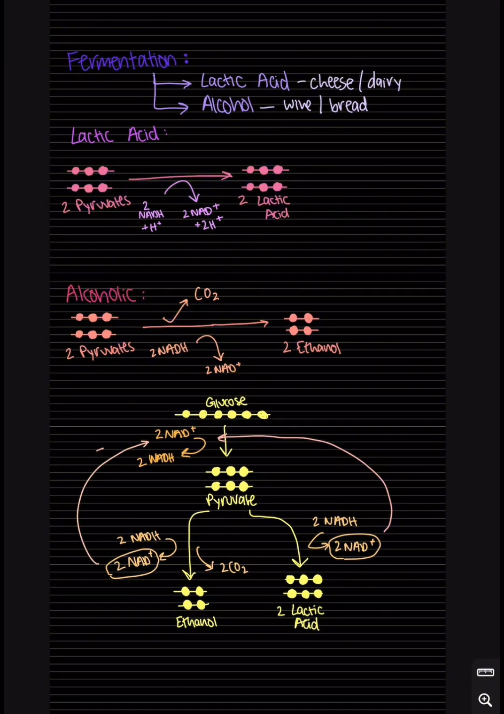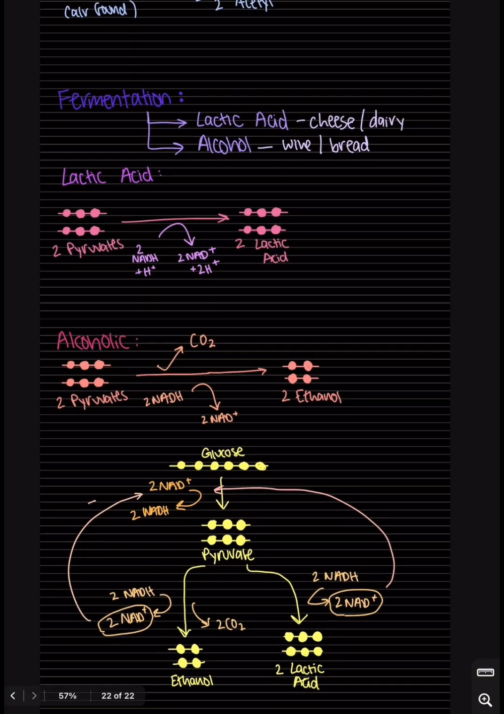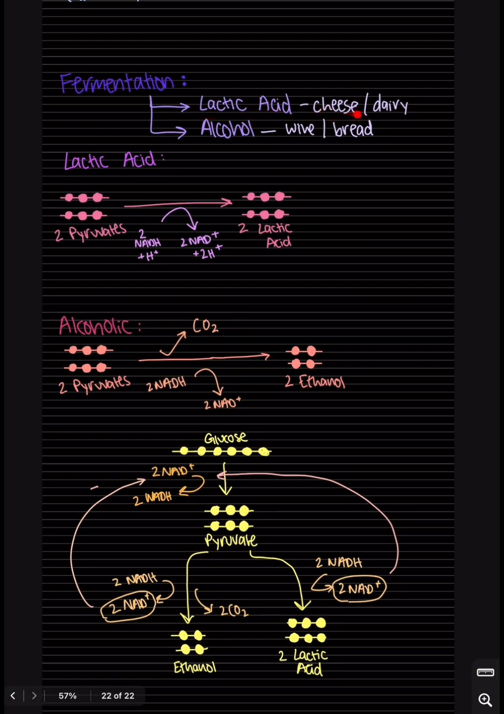So fermentation, the main function of fermentation is basically to regenerate NAD plus to make ATP for cells, right? And so we have 2 ways. We have lactic acid fermentation and alcoholic fermentation. We humans have lactic acid fermentation, and I'll tell you when that happens.